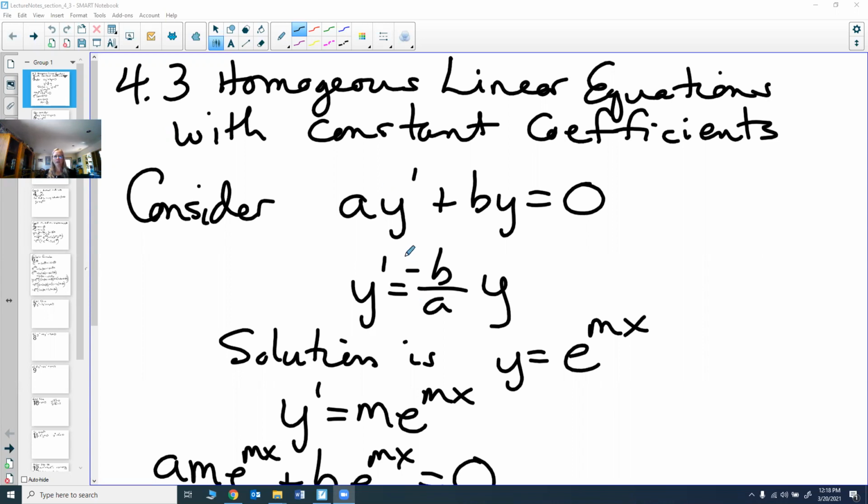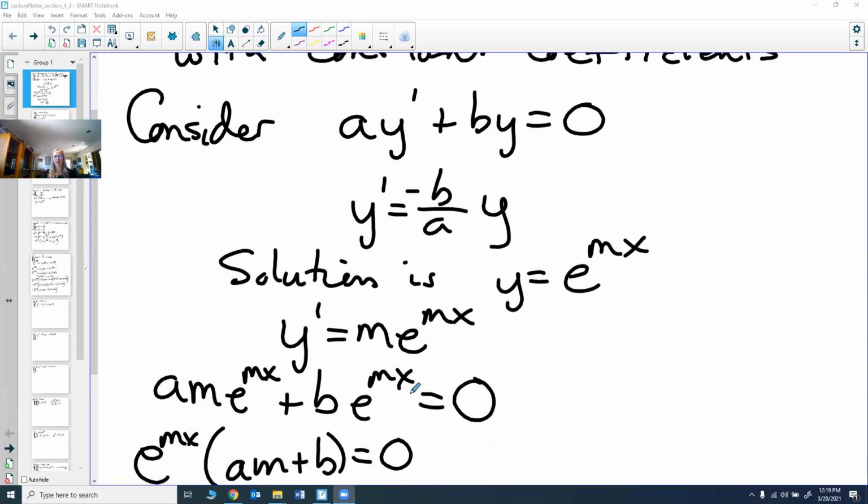Let's go ahead and look at this. This is actually separable, I can separate it out. When I separate this out, I will get y is equal to e to the mx. So I happen to know that the solution to this is y equals e to the mx. I've seen that before. So y prime is m e to the mx.